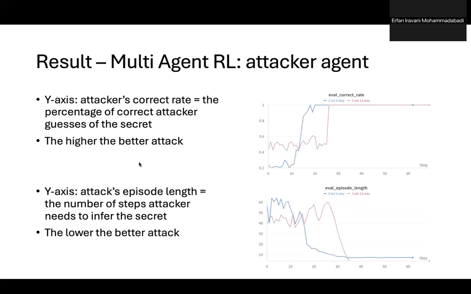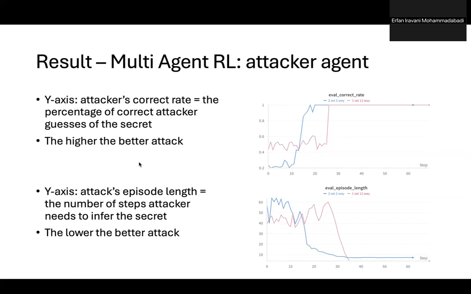Here we show the results of an attacker with flush capability. We have done our experiments with two cache configurations, a two-set two-way cache and a one-set 12-way cache. The first plot shows the attacker's correct rate, which is basically the percentage of the attacker's correct guesses. As an attacker, we expect this value to increase over training. And as you can see, this value increases and the attacker is able to reach a 100% correct rate in guessing the secret.